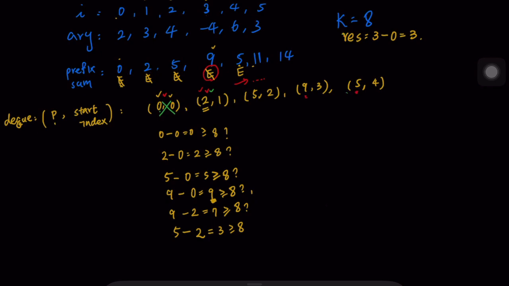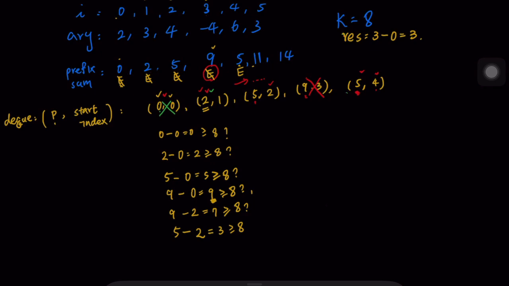But wait, from our observation we know that if we find a start index that is at a later index but its value is smaller than its previous index, then we want to pop out the previous start index. We will pop out this one and also check if 5 is smaller than 5. No, they are the same, but when we encounter the same value, we have to consider the index. Since index 4 is bigger than index 2, it means the start index of 4 will produce a shorter subarray.